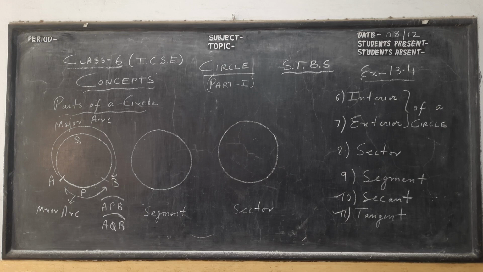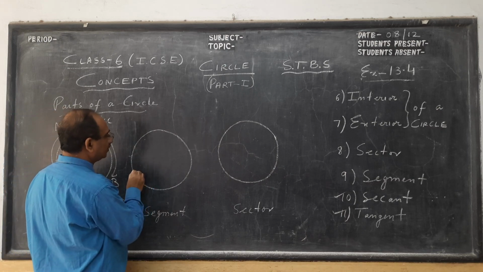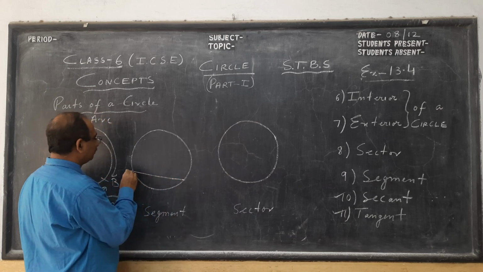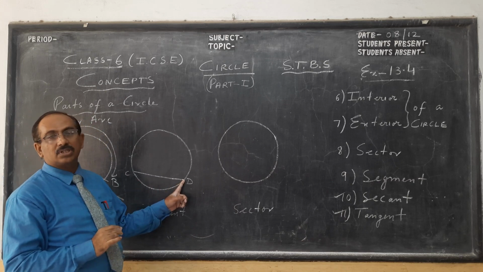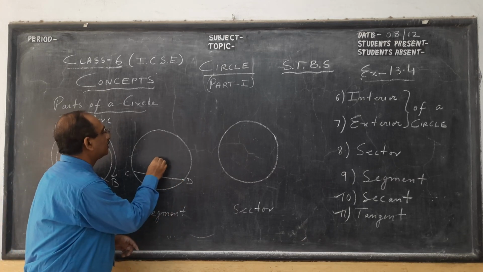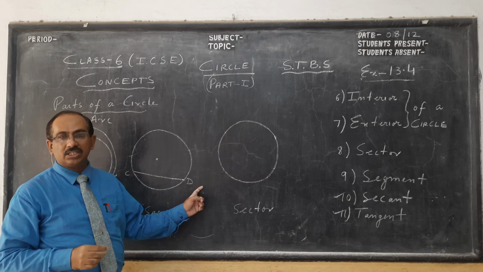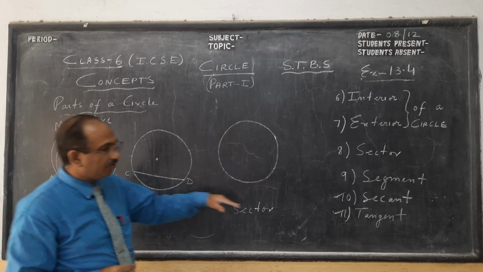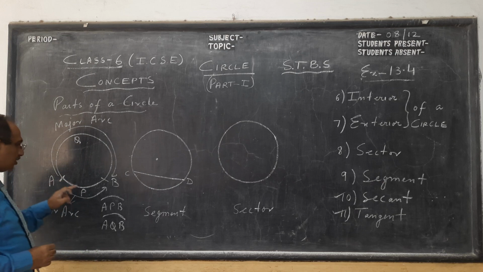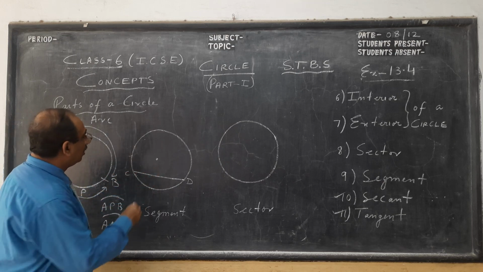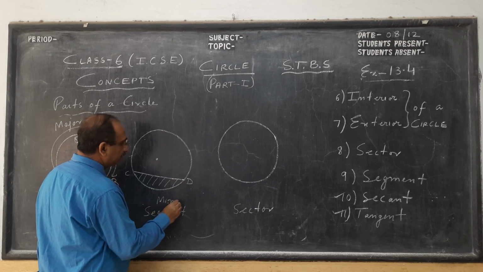Next, we see what a segment is, children. A segment is when you have a chord, children. This is a chord CD. A chord joins two points on the circumference of the circle. When it passes through the center, we call it a diameter. If it passes through and through, we call it a secant. When it touches at one point, we call it a tangent. So now, when there is an arc, a curve, and a chord, a line, this area is called a minor segment.